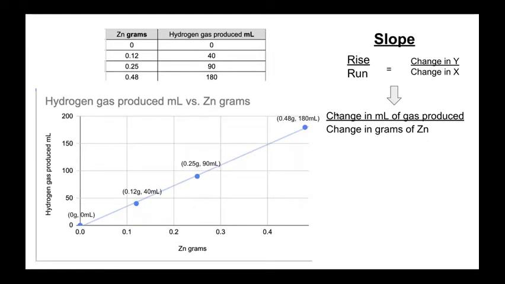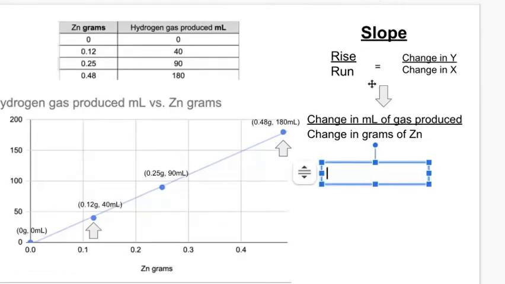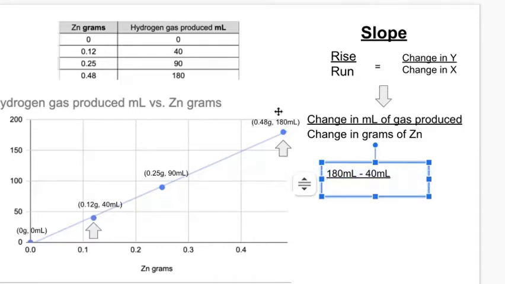To determine change in milliliters as we change the grams, we need to pick 2 points. Here's point 1 that I'm going to choose and point 2. I've now chosen my 2 points. So I'm going to have 180 milliliters minus 40 milliliters. That is my change in y over my change in x. So 180 was produced by 0.48 grams minus the 40 milliliters was produced by 0.12 grams.